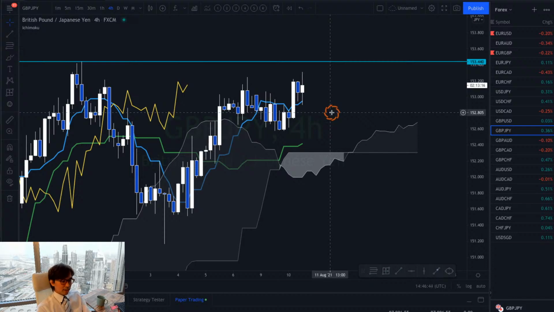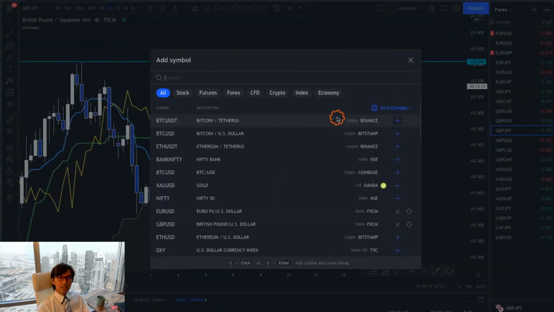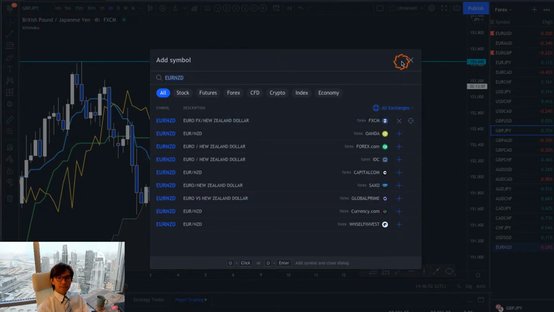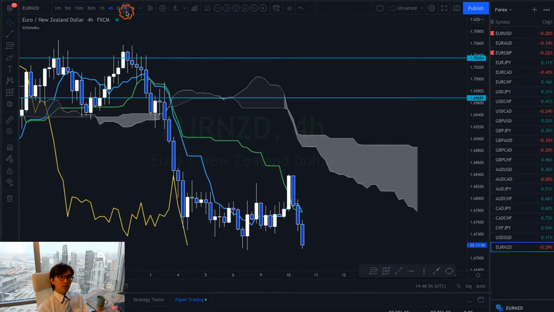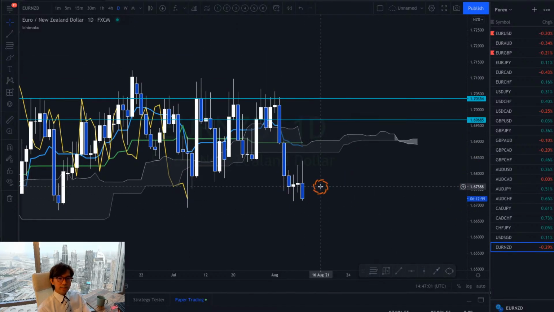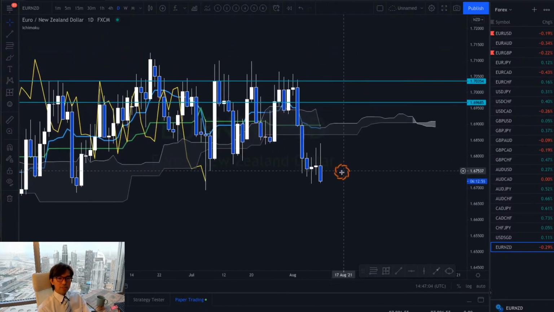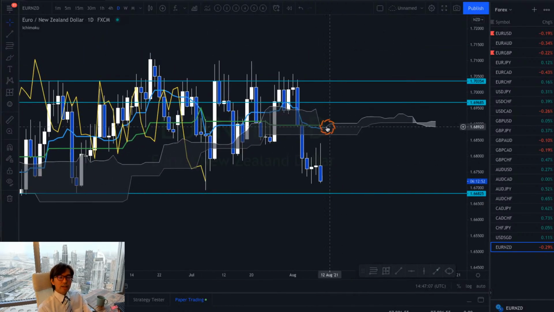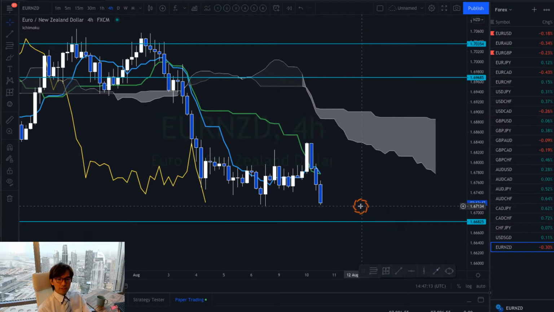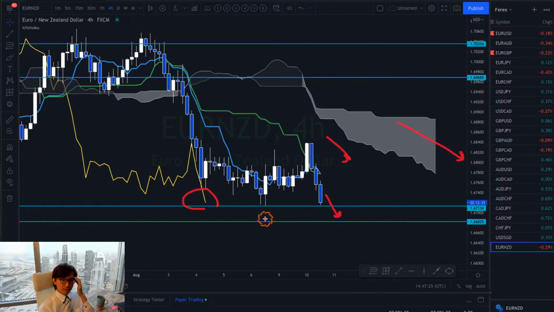Let's see, Euro NZD. All right, let me see. I don't have that on the list, so let me pull that up. On the daily chart, it is consolidating right now in the lower part of this support line. And in the 4 hour chart, this is bearish, so the market can break the support level this way. The Kumo is down, the Kijun Sen is down too, and the Chikou span came below the candles. So this is bearish in the 4 hour chart.